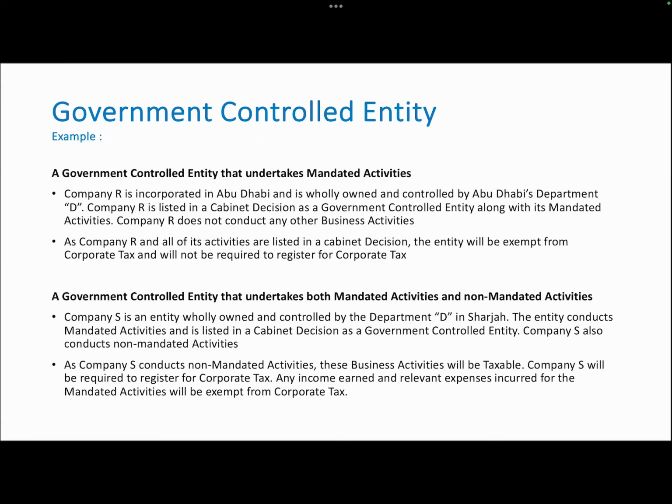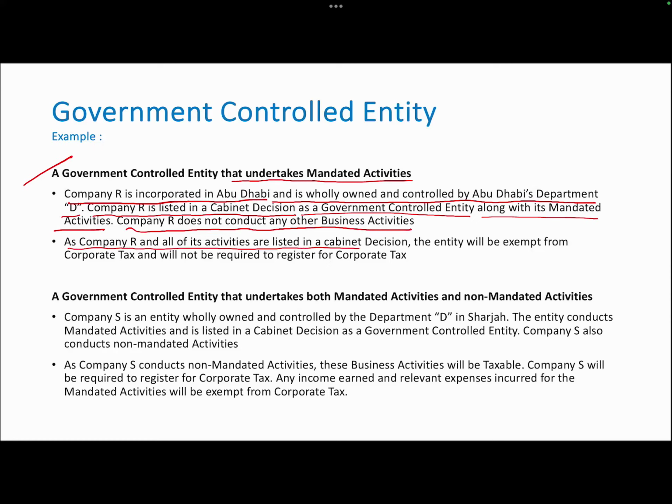Now let's see some examples of government controlled entity. The first one, a government controlled entity that undertakes a mandated activity. Company R is incorporated in Abu Dhabi and is wholly owned and controlled by the Abu Dhabi Department D. Company R is listed in cabinet decision as a government controlled entity along with its mandated activities. Company R does not conduct any other business activities. So Company R and all of its activities are listed in cabinet decision. The entity will be exempt from corporate tax and will not be required to register for corporate tax.